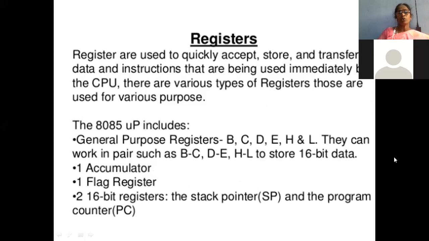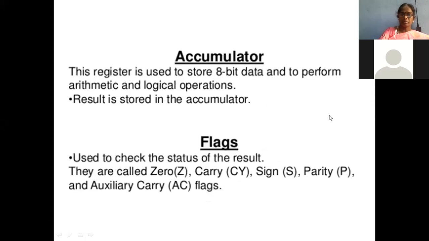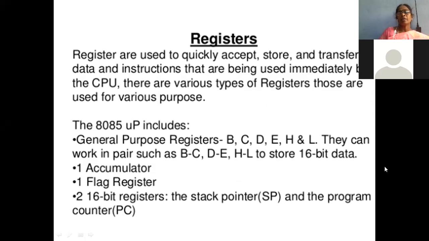Right, so here we are using registers. Registers are used to quickly accept, store and transfer the data and instructions that are being processed immediately. In the 8085 there are 6 general purpose registers: B, C, D, E, H, L.